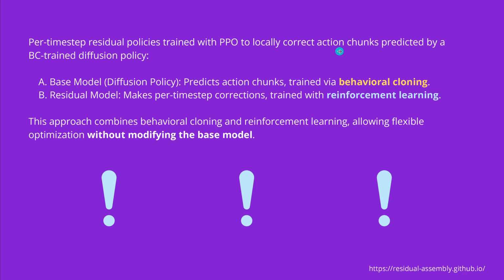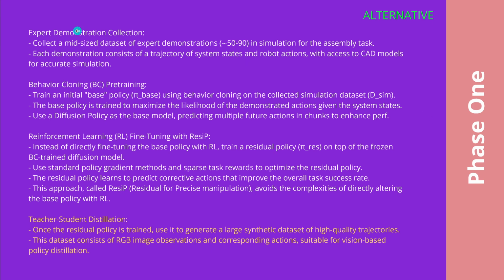But you also might find here in AI robotics that this two-phase model is further defined. So let's look at phase one and maybe repeat this. What we have at the very beginning, we have to collect a mid-sized data set of expert demonstrations. Each demonstration consists of a trajectory of the system states and the action by our robotic arm with access to CAD models for additional, more accurate simulation.